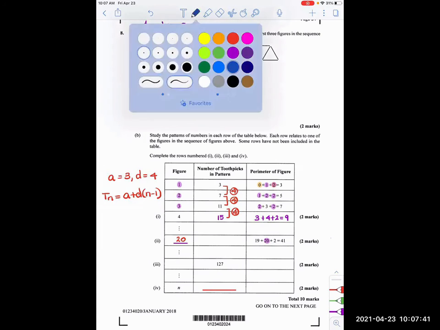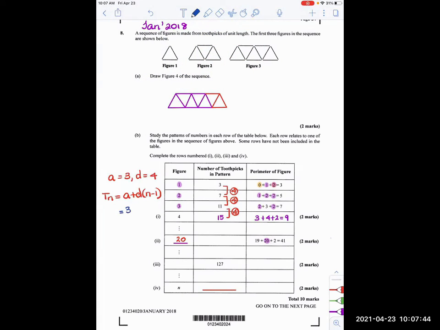So let's see what we have. A is 3, D is 4. So we have 3 plus 4 by n, take away 4 by 1. So 3 plus 4n minus 4. So 4n minus 1. This is my formula. Did you all get that? Yes, miss. Now, substitute n is equal to 20 and get the answer here for me.